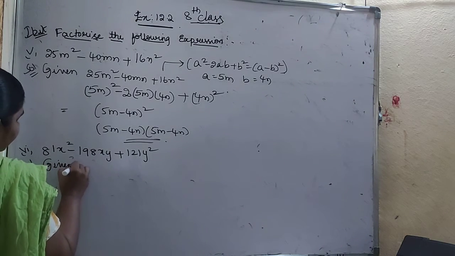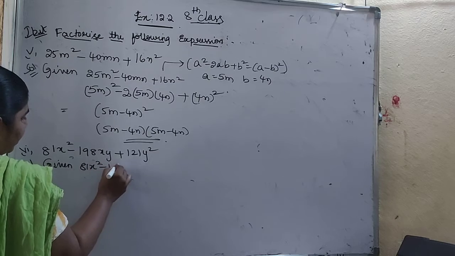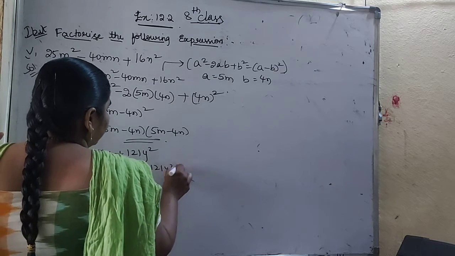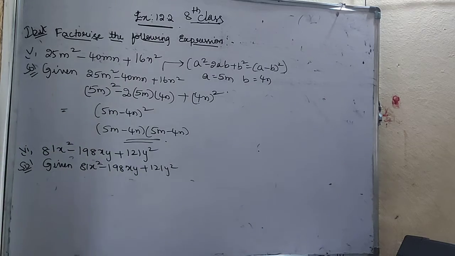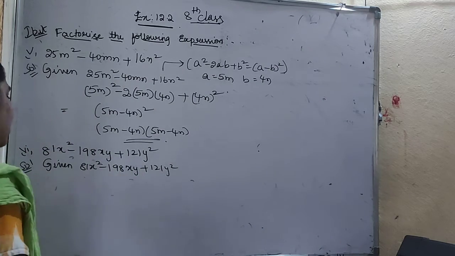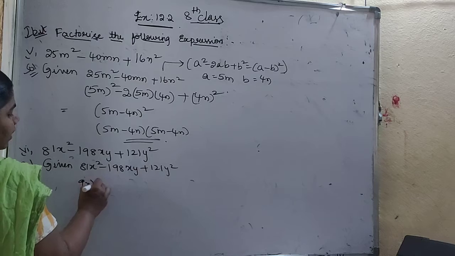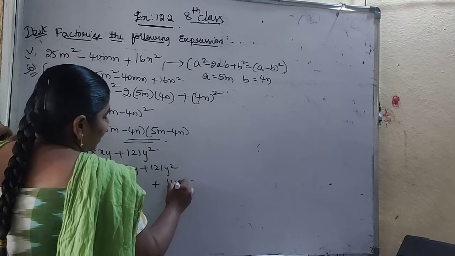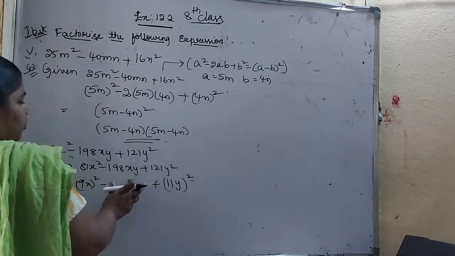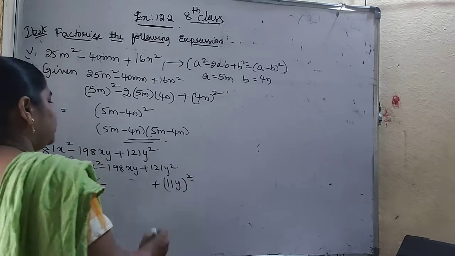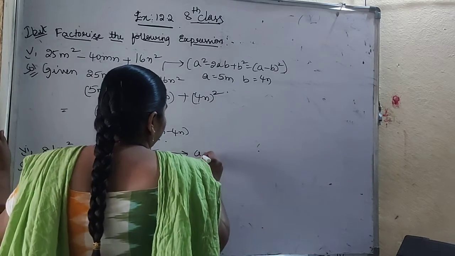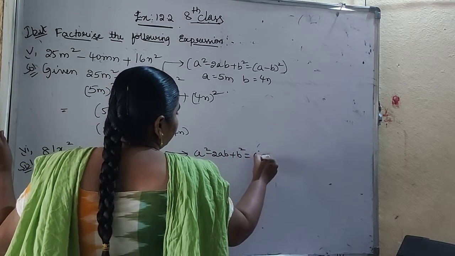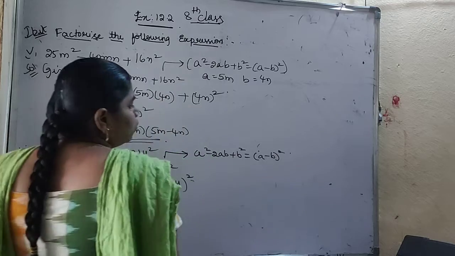So given 81x square minus 198xy plus 121y square. Now here both are in the form of squares. 81x square we can write in the form of 9x whole square, and 121y square can be written as 11y whole square. So the middle term we have to split. Which identity are we using? The a square minus 2ab plus b square identity, which will be equal to a minus b whole square.